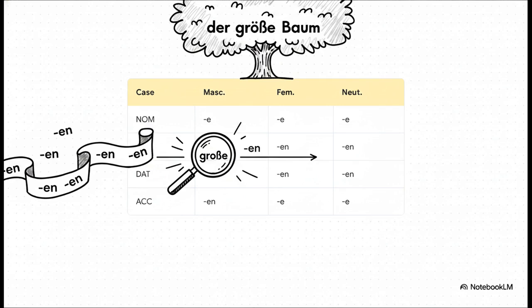So if you have a definite article, like der, the adjective needs an ending. For a masculine subject, it's der große Baum, the big tree. But look closely at the dative and genitive rows. Almost everywhere you look, the adjectives just take a simple, repetitive -n ending. Once you spot that pattern, decorating your sentences becomes a whole lot faster.